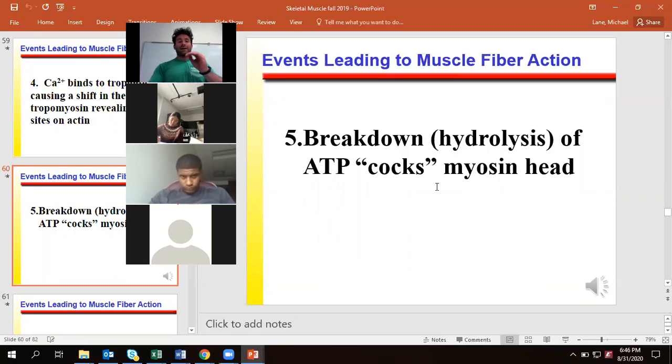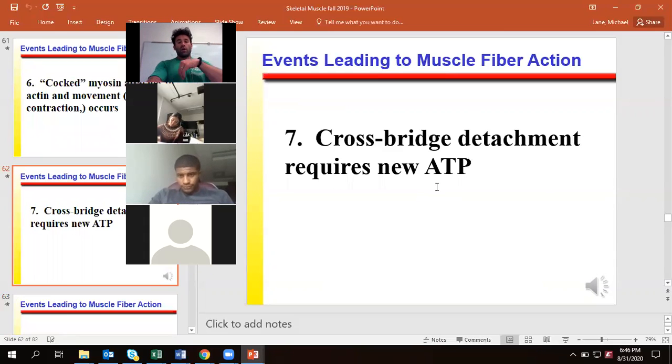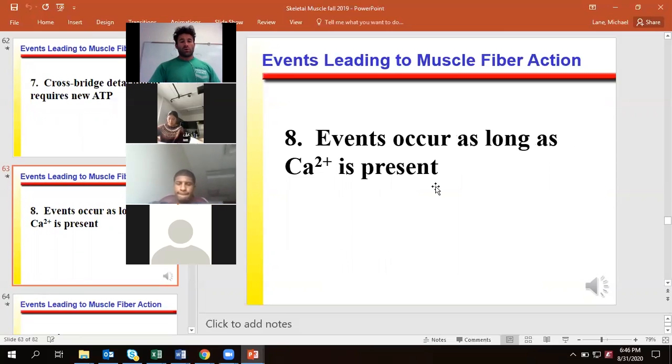going to hydrolyze, cocking the myosin head back through hydrolysis. It's then going to attach onto actin, and then the power stroke will occur, moving it forward. Then a new ATP is going to come on, cause it to release, hydrolyze, then the ATP goes away, it grabs, and once again, power strokes on through.